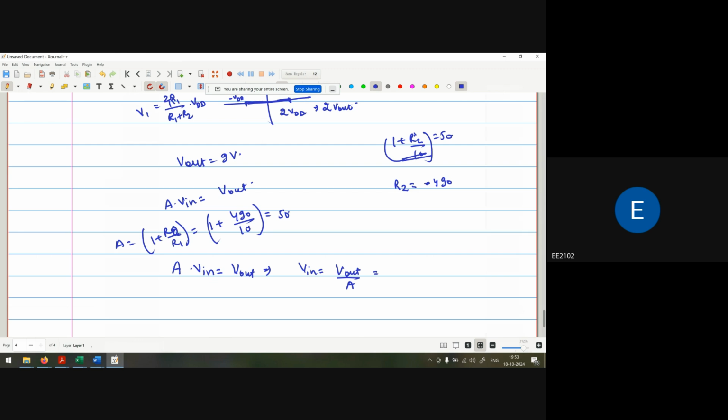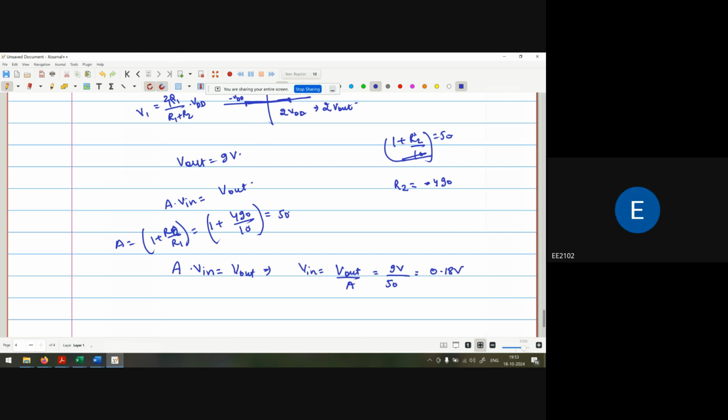What is the value of V out? 9 volts, upon A, which is 50. That is 0.18 volts.